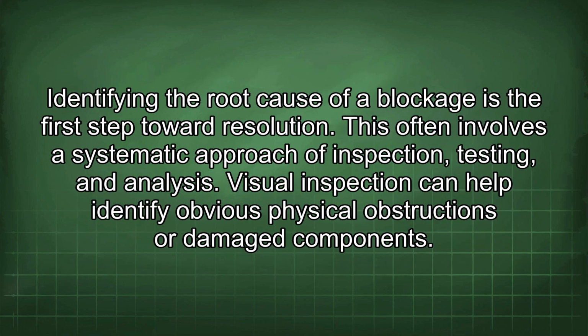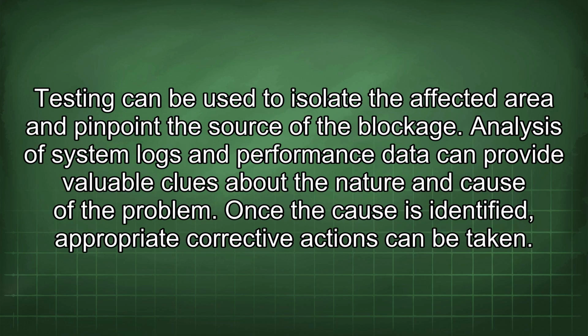Identifying the root cause of a blockage is the first step toward resolution. This often involves a systematic approach of inspection, testing, and analysis. Visual inspection can help identify obvious physical obstructions or damaged components. Testing can be used to isolate the affected area and pinpoint the source of the blockage. Analysis of system logs and performance data can provide valuable clues about the nature and cause of the problem.